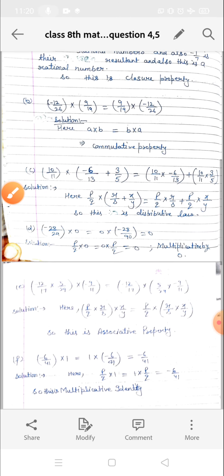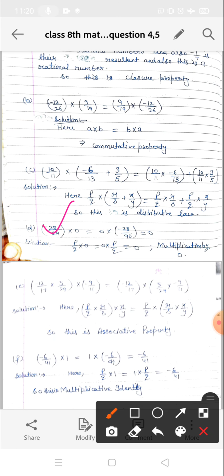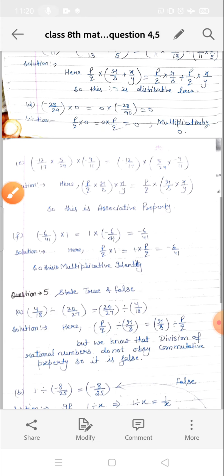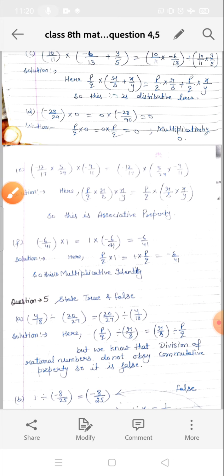Now in the D part, look here, a rational number is multiplied by 0. We know that whenever we multiply a rational number by 0, the result is 0. So multiplication by 0 is the property used in the D part. Now look at the E part.